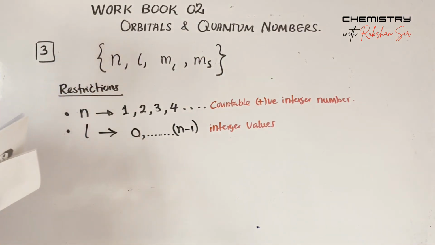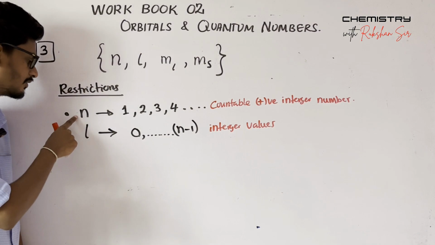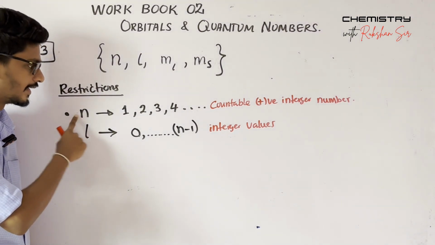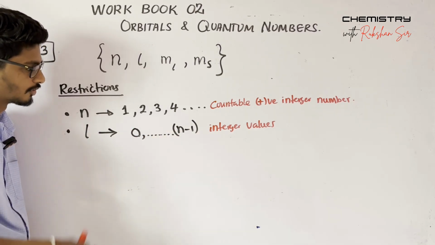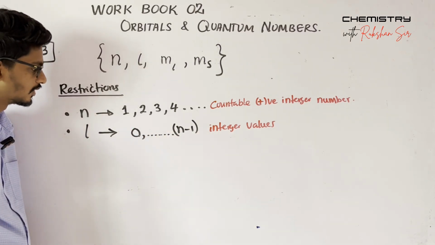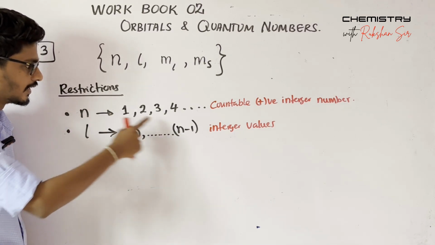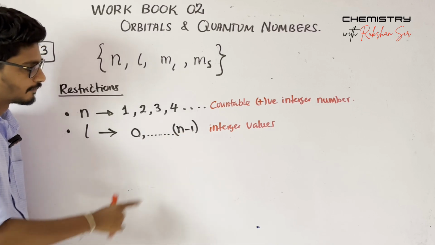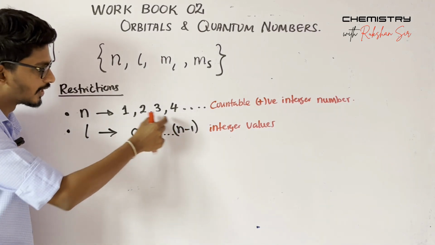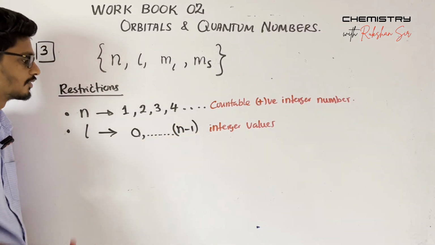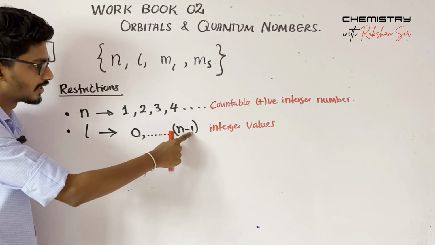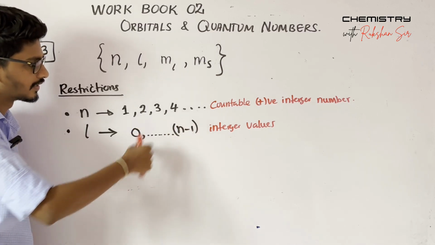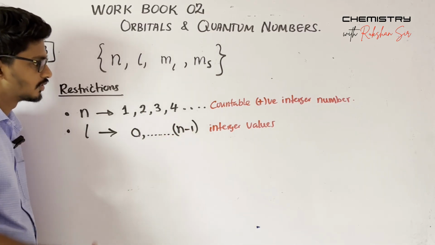So L goes from 0 to n minus 1. If n is 1, n minus 1 is 0, so 0 to 0, all the countable positive values, so it is just 0. If n is equal to 2, n minus 1 is 1. That means 0 and 1 are possible as L values. If n is equal to 3, 3 minus 1 is 2, so 0 to 2, the numbers 0, 1, 2.